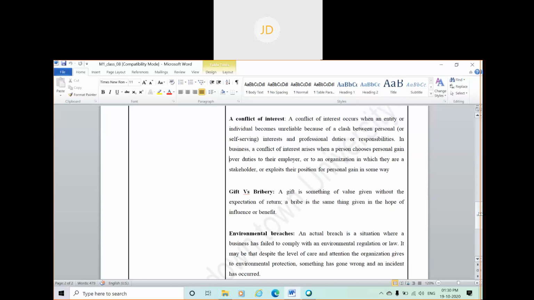So there is a very thin line between gift and bribery. You should understand this. Here it is written that a gift is something of value given without the expectation of return. You can give a return gift, but there is no expectation. There is no question of expectation. But a bribe is the same thing given in the hope of influence or benefit.